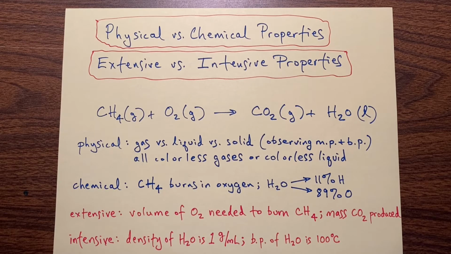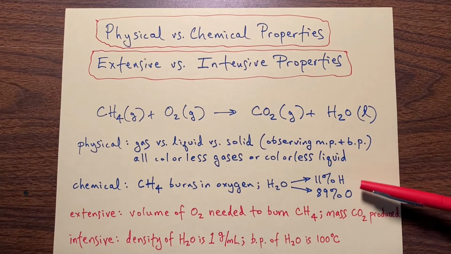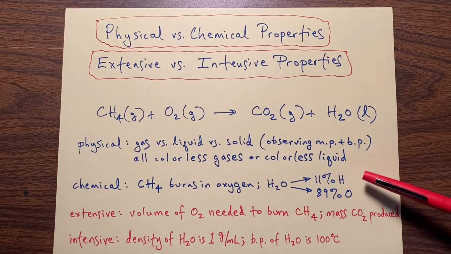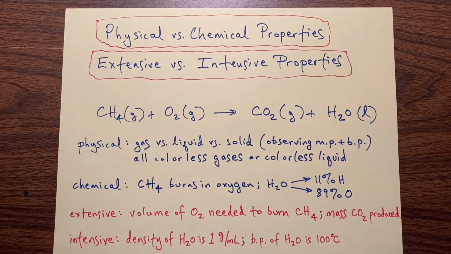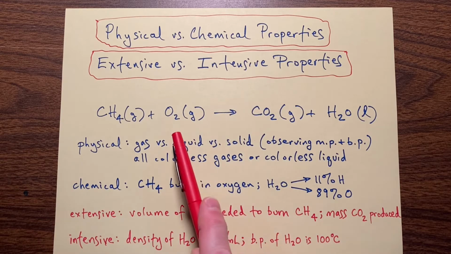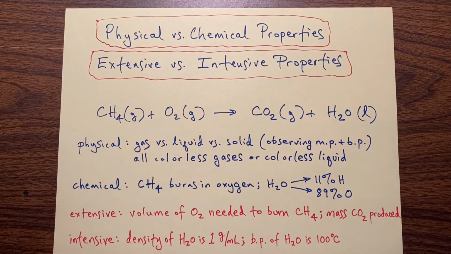That's a chemical change. Observing or calculating the composition of water to be 11% hydrogen and 89% oxygen, that is a chemical change or chemical property. Extensive properties observed in such a reaction would be the volume of oxygen needed to burn this methane, or the mass of CO2 produced. We need to worry about things like that when we talk about air pollution.